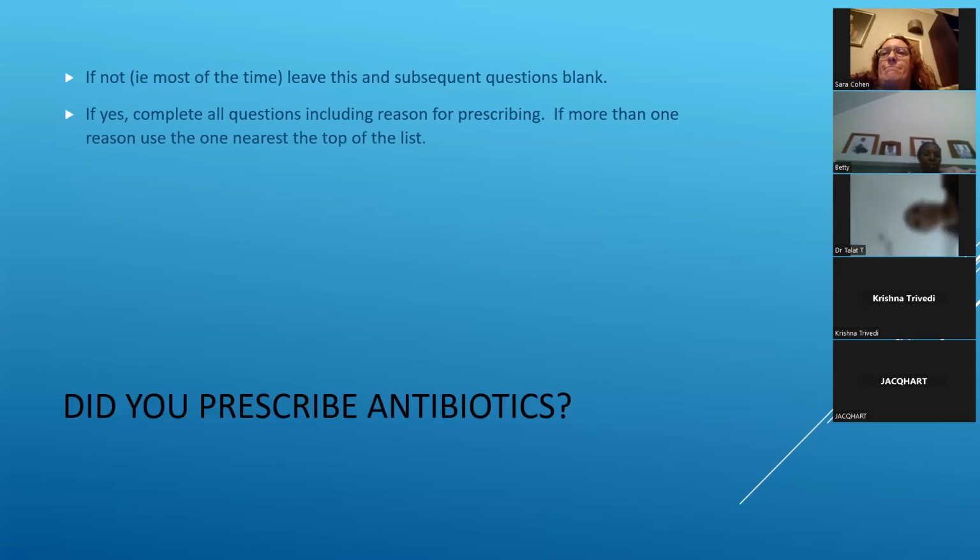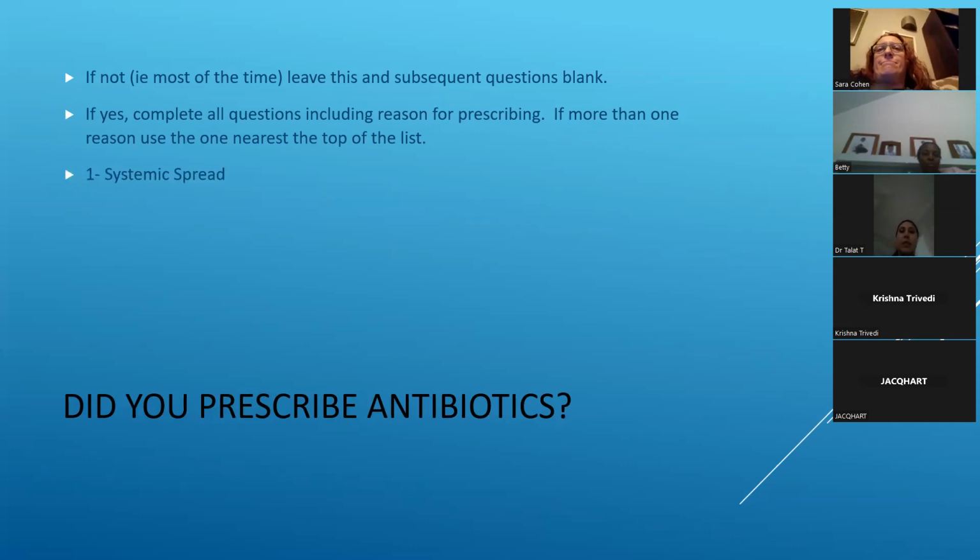If you have given antibiotics, please complete all the questions, including your reason for prescribing. If there's more than one reason, there often is, use the one nearest the top of the list. Systemic spread of infection, that's really the reason you give antibiotics. A severe swelling, so that's open to question, what is a severe swelling? It's got to be severe, but severe can mean anything to everyone. And some people have a severe swelling when they're on the phone, but when you're there, you can't see it.